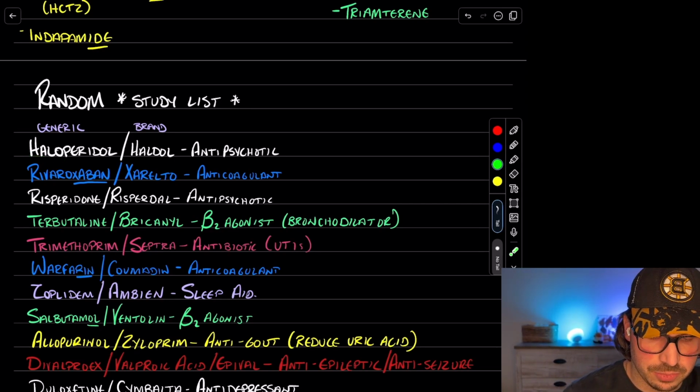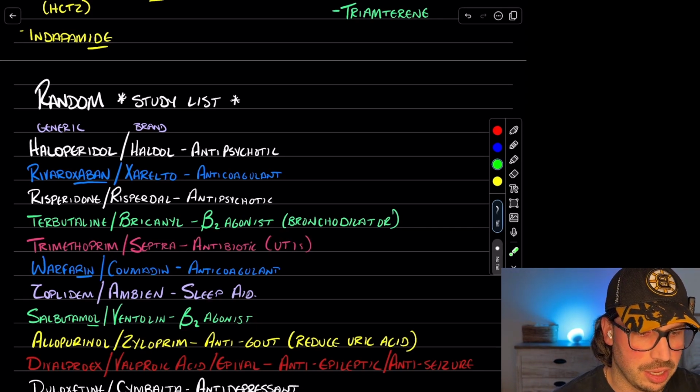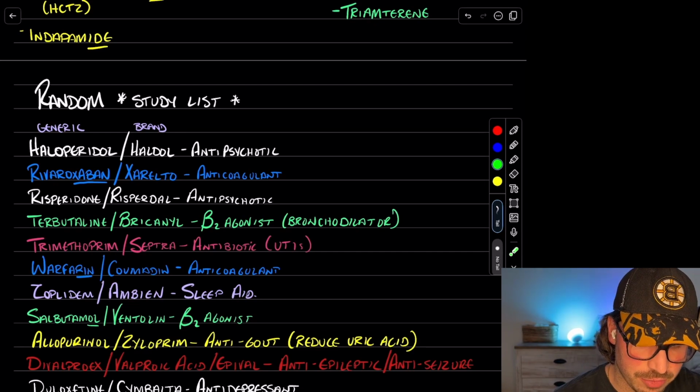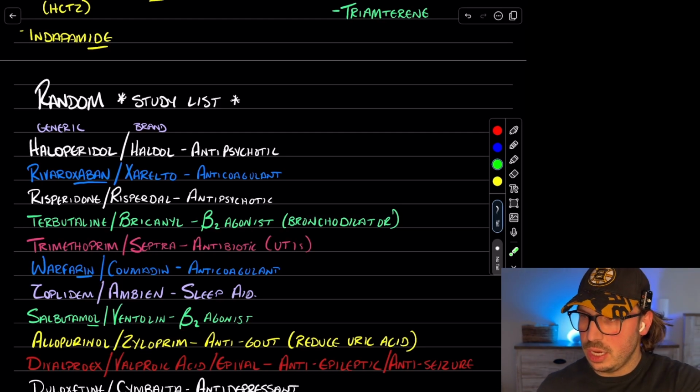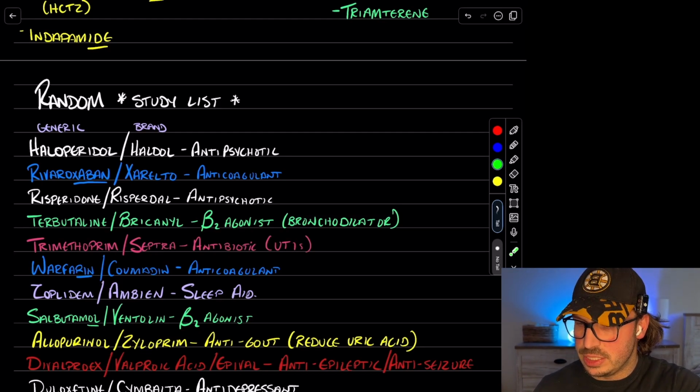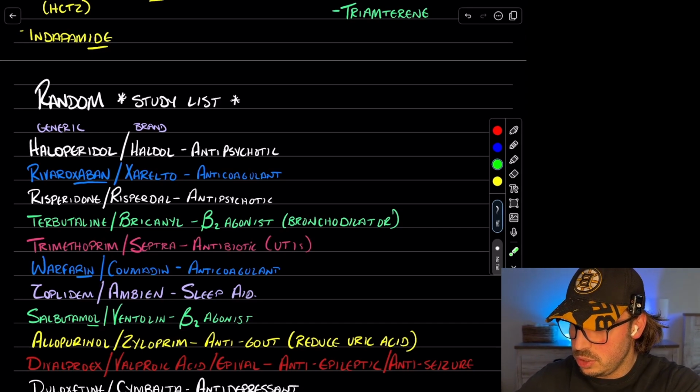Rivaroxaban or Xarelto, anticoagulant. There used to be a lot of TV ads for that. People with atrial fibrillation were prescribed it quite often. They probably still are. Risperidone. I want to double check this. Risperidone is an antipsychotic med as well. But I think it's also used.